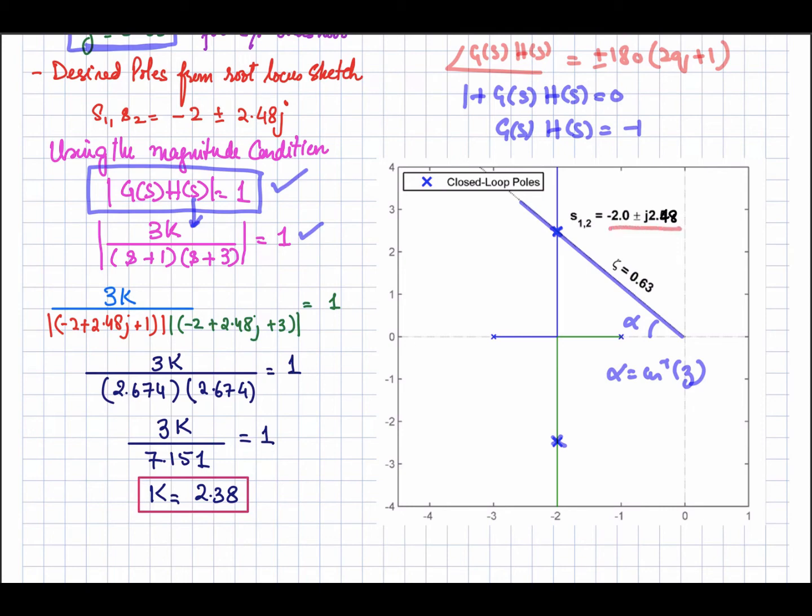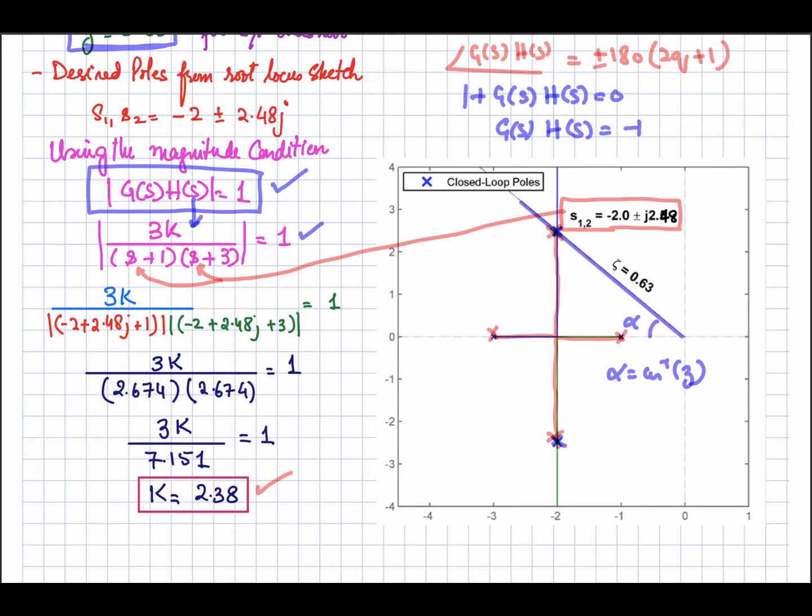So the desired pole position is this one, right? We will take this value and place it over here, and we will take the magnitude. If we simplify this, we can get the value of k, and that comes out to be 2.38. So if our gain is equal to 2.38, then these poles will be at the desired position. This pole will move over here and this pole will move over here. So our system response will be the desired one.